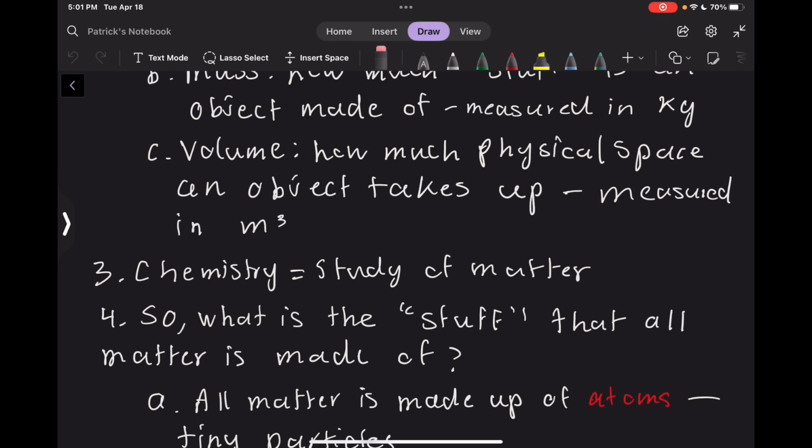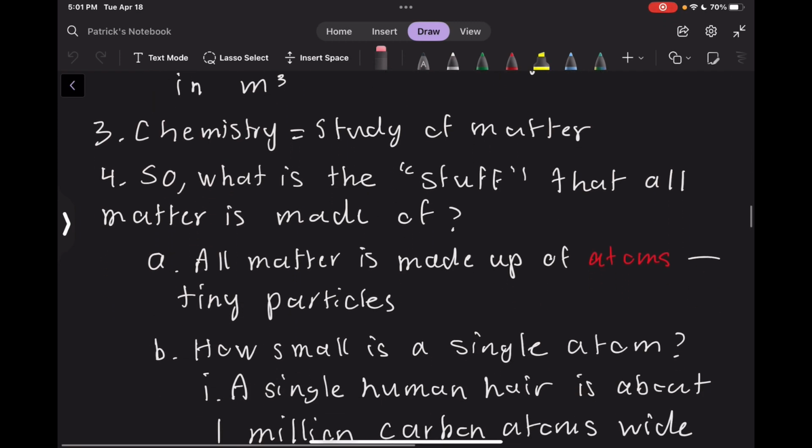To reiterate another point from the previous installment, chemistry can be simply defined as the study of matter, or more specifically, as the study of the properties and applications of the substances that make up our material universe. So now we get to a very fundamental question. We've already established that mass is a measure of how much stuff an object is made up of. But what exactly is the stuff that all matter is made up of?